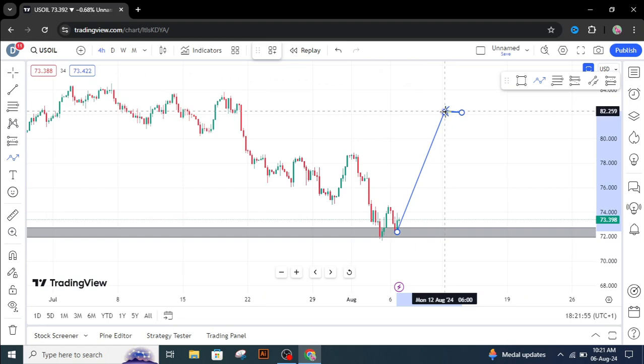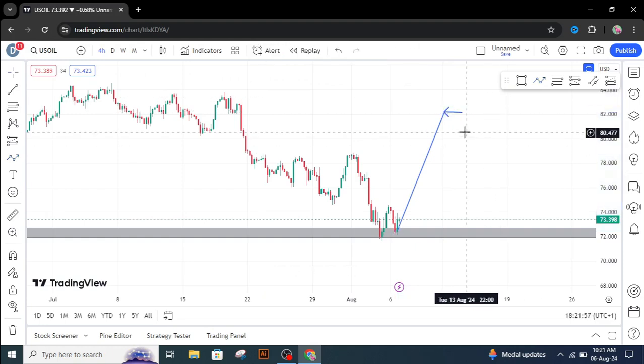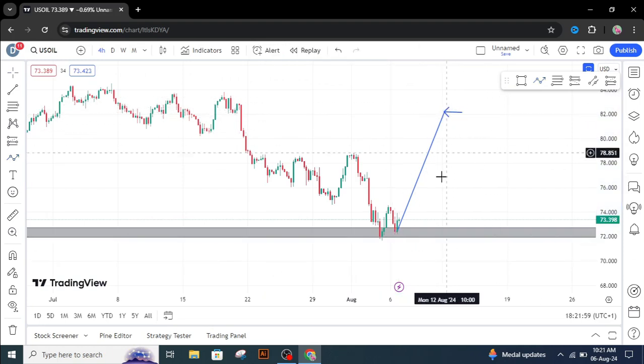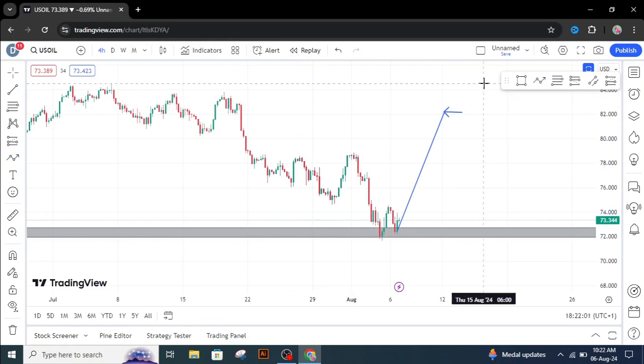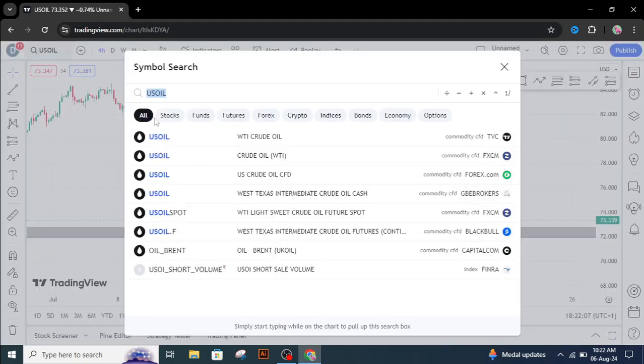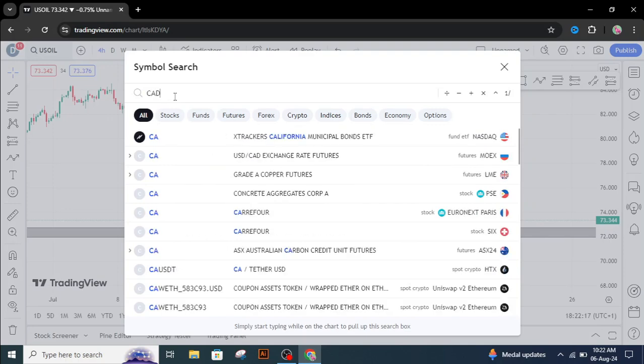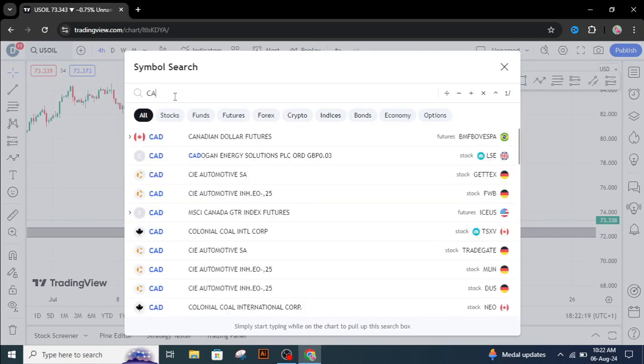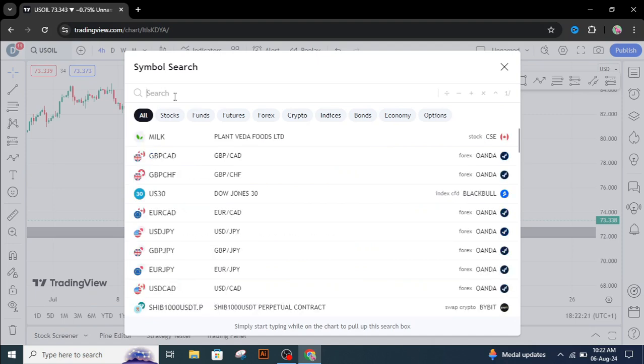If that should happen, you want to take note of it. If this up movement is going to happen, whenever you are trading any CAD pairs, you want to consider that if US oil should become strong, the Canadian dollar is going to become strong, and that is exactly what is playing out now.